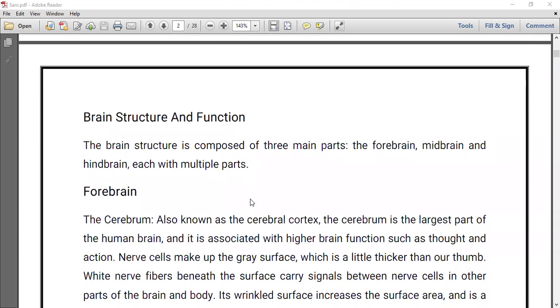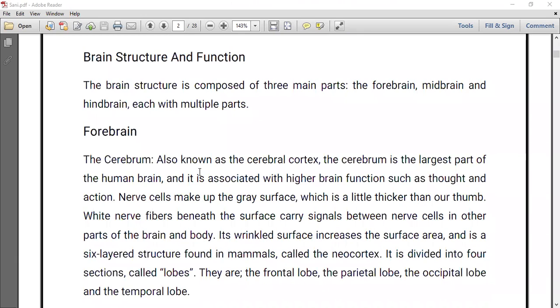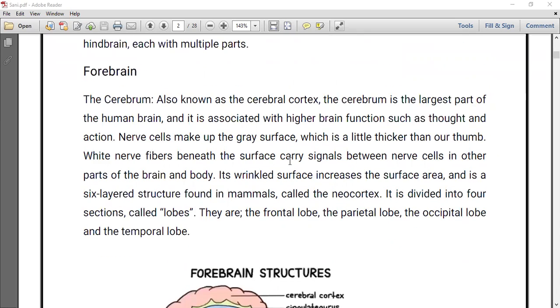So first of all, brain structure and function. The brain structure is composed of three main parts. Number one is the forebrain, second one is the midbrain, and third one is the hindbrain. Further, each part is composed of different parts. We discuss number one, the forebrain.